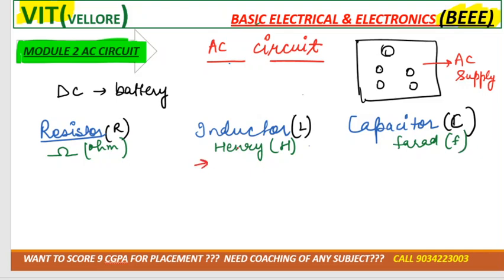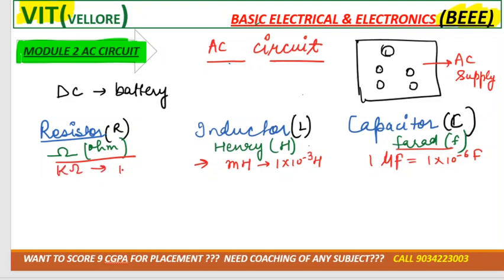But most of the time you will get the inductor value in millihenry. Okay, so you need to convert it into the standard unit. What is the standard unit? 1 millihenry is equal to 1 into 10 raised to power minus 3 henry. And you will get the capacitor value in microfarad. So 1 microfarad is equal to 1 into 10 raised to power minus 6 farad. Got it? Resistance you will generally get in ohms or maybe kilo ohm. So 1 kilo ohm is how much? 1 into 10 raised to power 3 ohm. Clear?